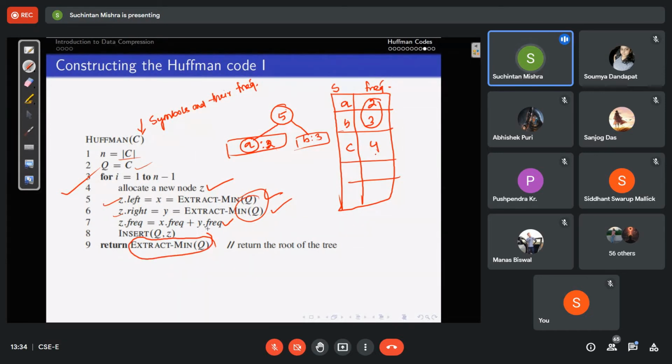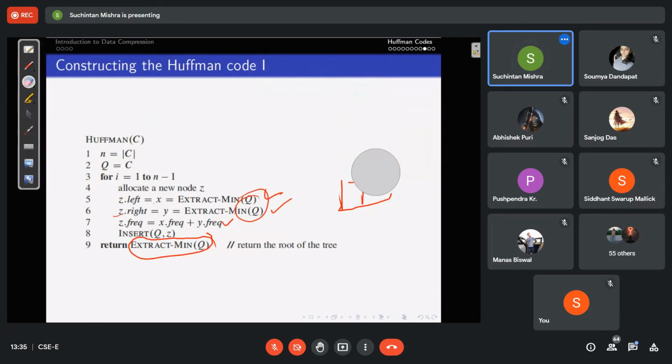We will go on doing this process. This is the basic idea here: to extract the two least frequency children and add them to a new node. The frequency of the new node is equal to the frequency of its left child plus the frequency of its right child. Yes, I know this algorithm is confusing. If you see the example, then things will be clear.